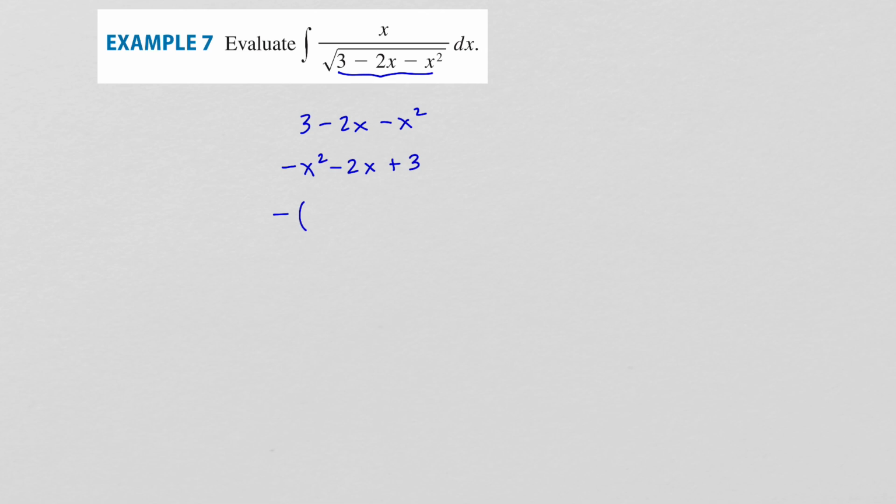I'm going to factor the negative out of the first two terms. And then I'm going to complete the square here by adding 1. Now, when I added 1, I really subtracted 1 because there's a negative out here. So I'm going to add 1 over here to compensate for that. And then this is just negative x plus 1 quantity to the second power plus 4, which is the same as 4 minus x plus 1 to the second power.